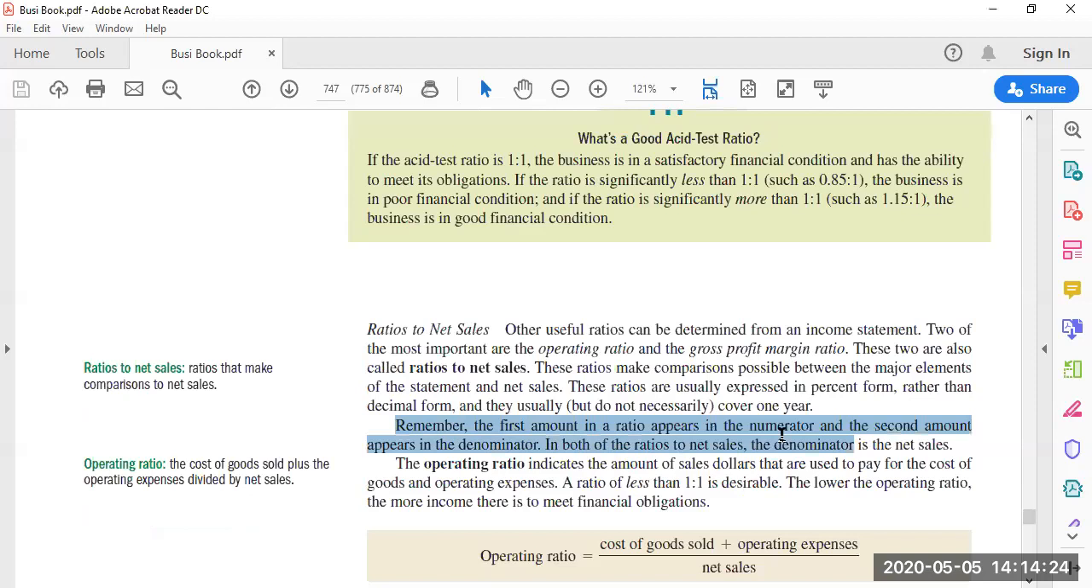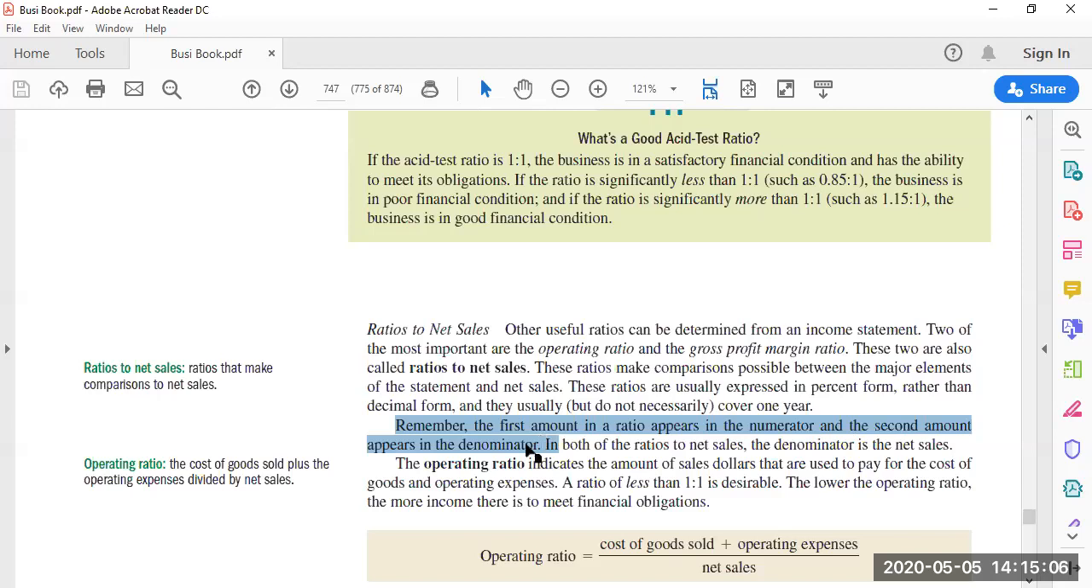I highlight this as a reminder. Remember, the first amount in a ratio appears in the numerator, and the second amount appears in the denominator. So if they say net sales to total expenses, or total expenses to cost of goods sold, whatever order they give you, the first number is the numerator, the second number is the denominator. That's the simple way that you need to keep that in mind. They will give you the statement, then you put it in the order based on how they give it to you. And that is how we create our ratios.